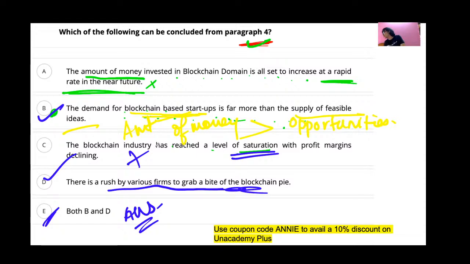Deepak says, ma'am, I have cleared BOB PO, Indian Bank clerk and PNB SO because of your blessings. Okay, congratulations Deepak, very happy for you, congratulations.